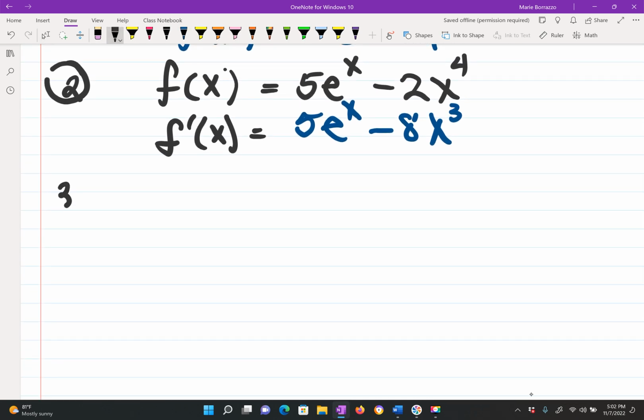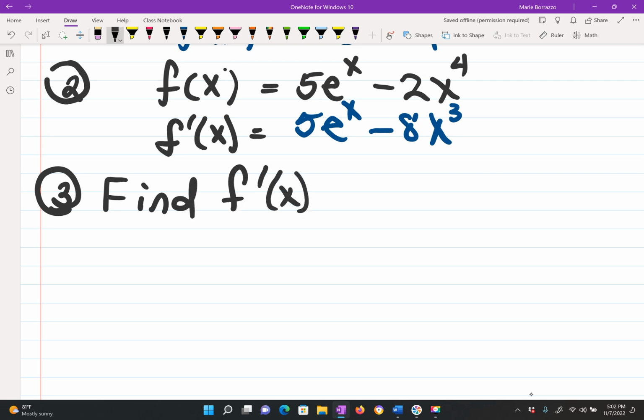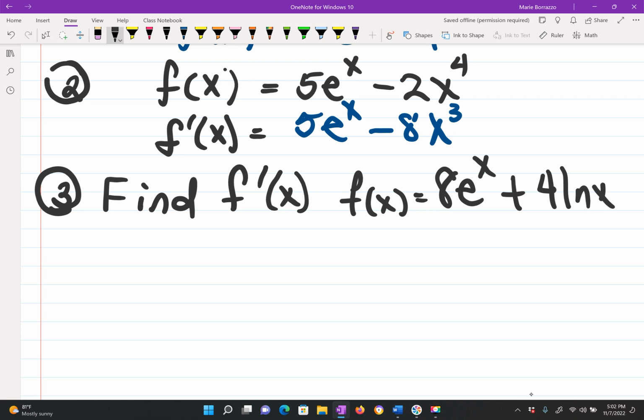Okay, question number 3 is just a different style of the same question. Again, remember this is a review, so I'm going to give you lots of different examples of the same thing. So you're going to get one of them on the test. So find that first derivative given f of x is equal to 8e to the x plus 4 natural log x to the 3rd.